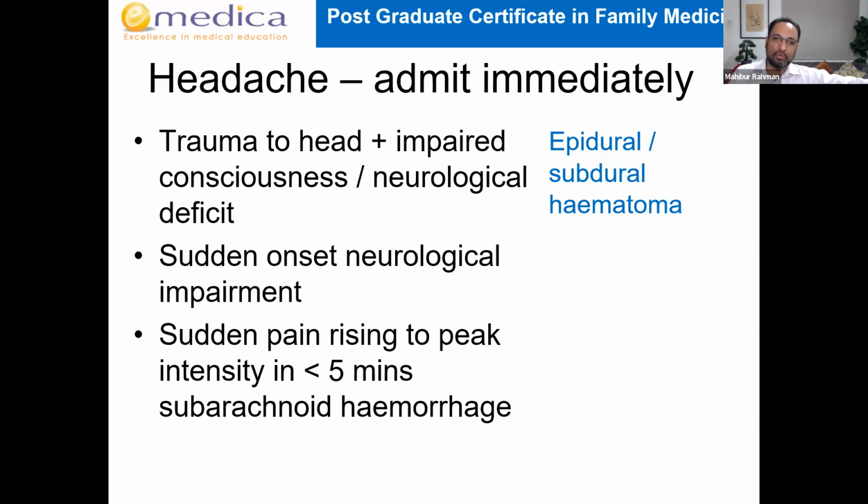So an epidural or subdural, you can see that's why they've got that neurological deficit, because something's pressing on the brain. That's what we'd be worried about. And that's why they need to go to hospital, because they might need to have that relieved.